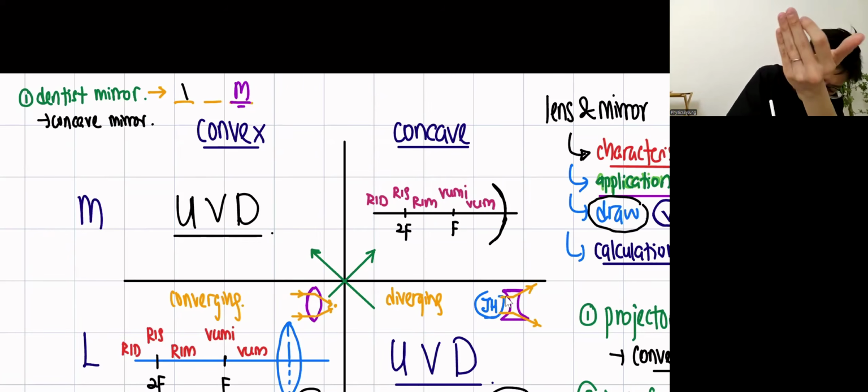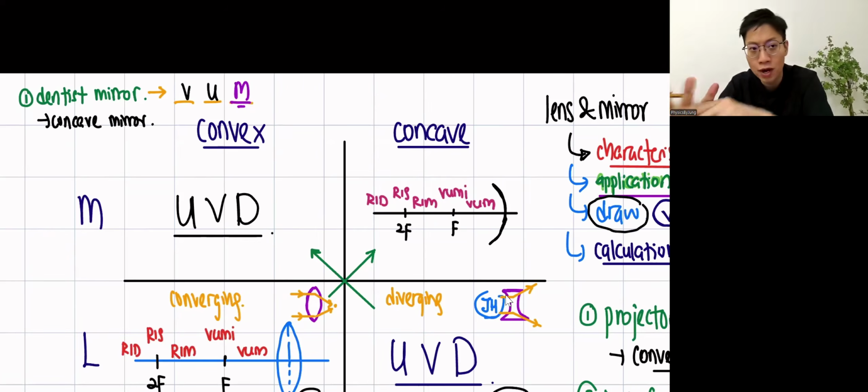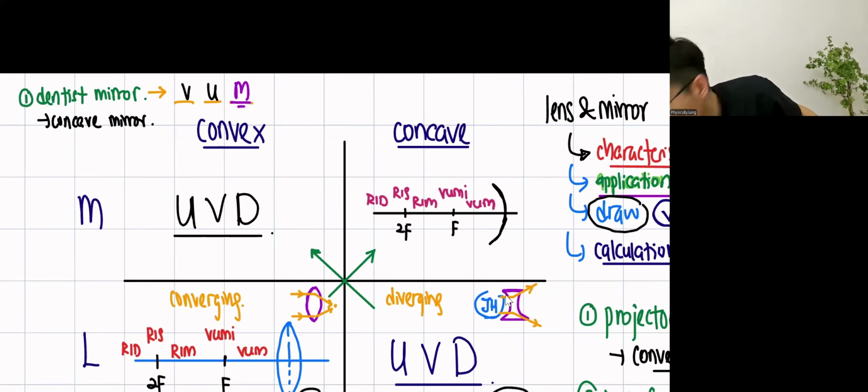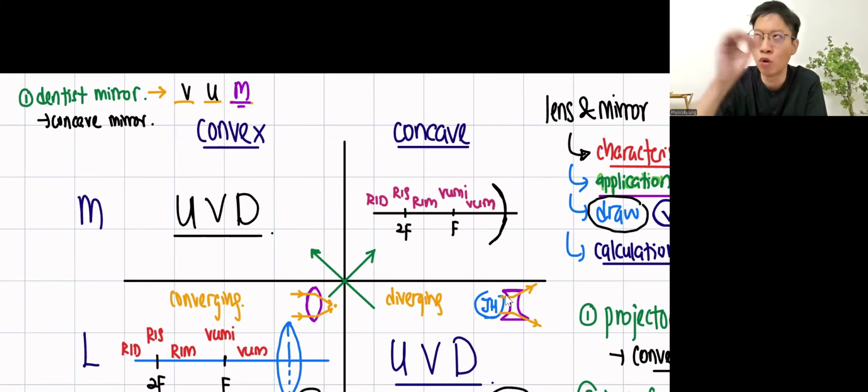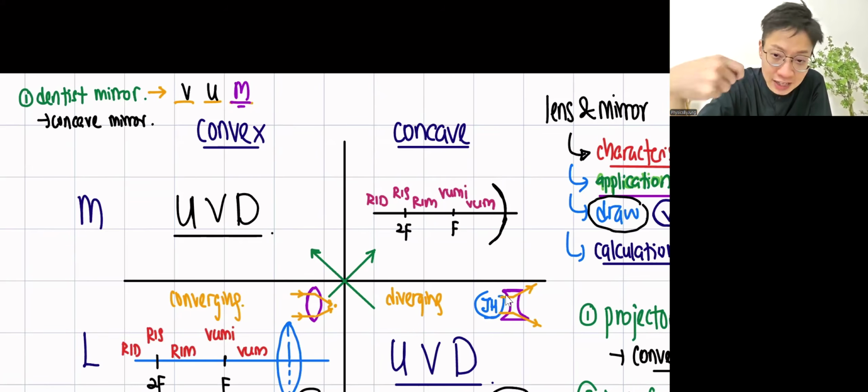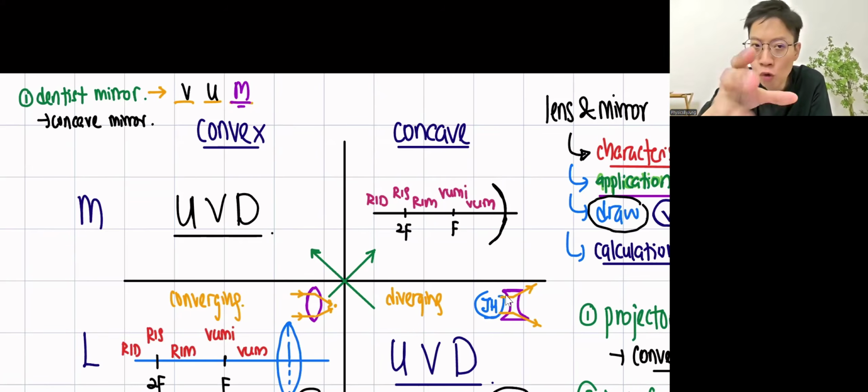The answer is virtual, upright, magnified. Why? Do you know why it must be upright? The mirror, the teeth mirror, the dentist mirror. Do you know why it has to be upright?